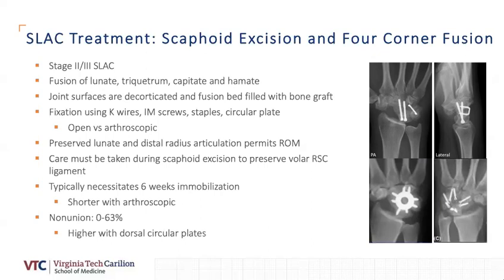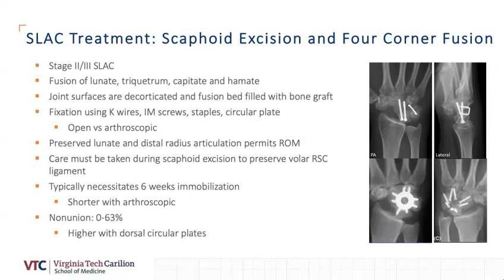When you're doing the surgery, you just want to be careful that when you're excising the scaphoid, you want to preserve the RSC ligament again, because it's going to be running right in that area. And one drawback of this surgery is that it does usually require 6 weeks immobilization, which is longer than a PRC would require. However, it's thought that there is shorter downtime with arthroscopic procedures.